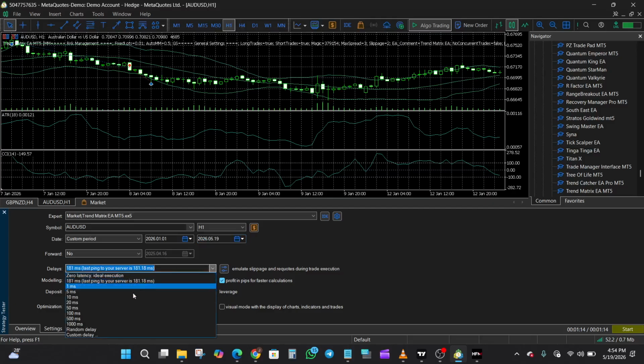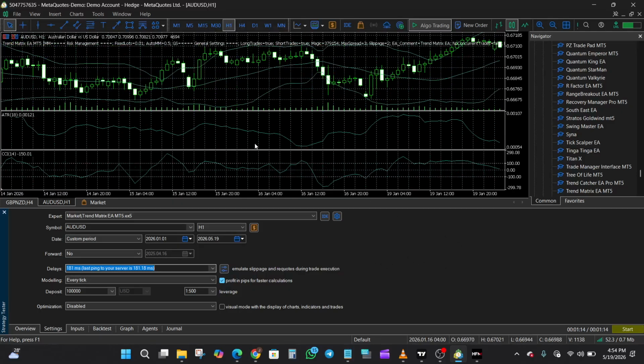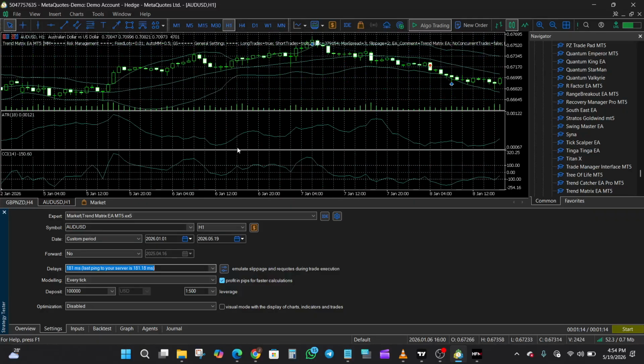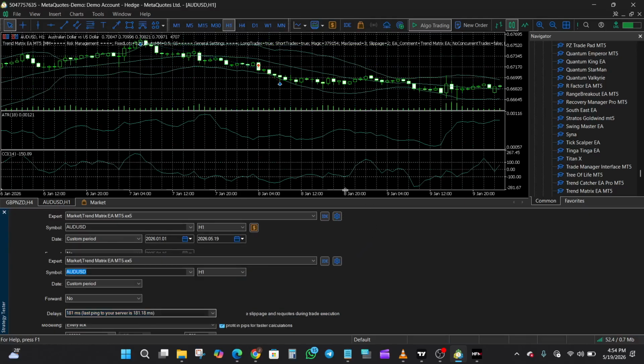And then as for the delays, we are using the last ping to the server, every tick modeling, and yeah, we have already run the backtest. So we're just going to go through the trade history for a while, just to understand how the EA had actually executed the trades and all of that.